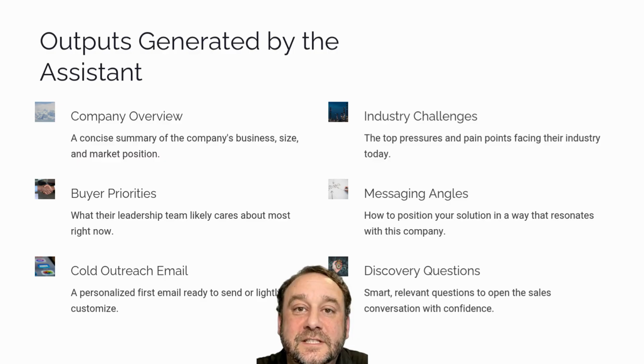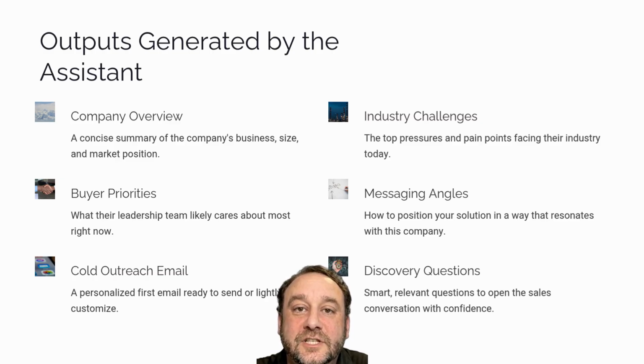The outputs of the assistant are the results it produces for the user. In this case, the assistant generates a structured prospect brief. The brief includes a short company summary, a list of likely industry challenges, and an explanation of the target buyer's priorities. It also produces several practical sales tools.